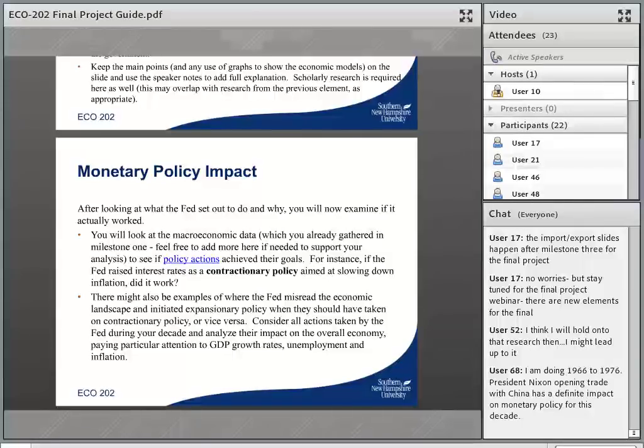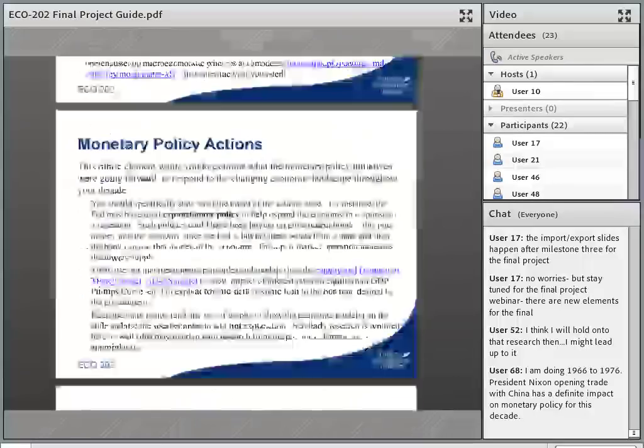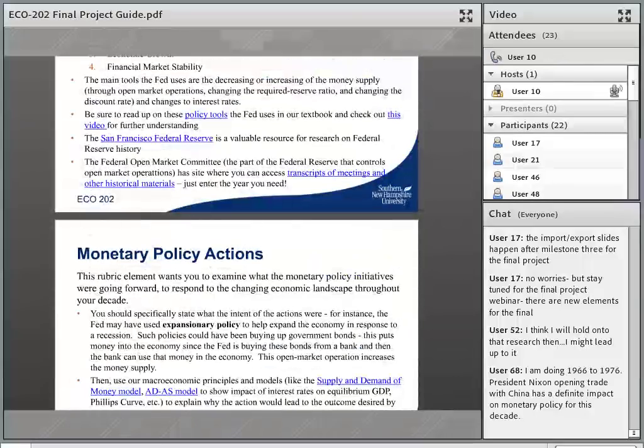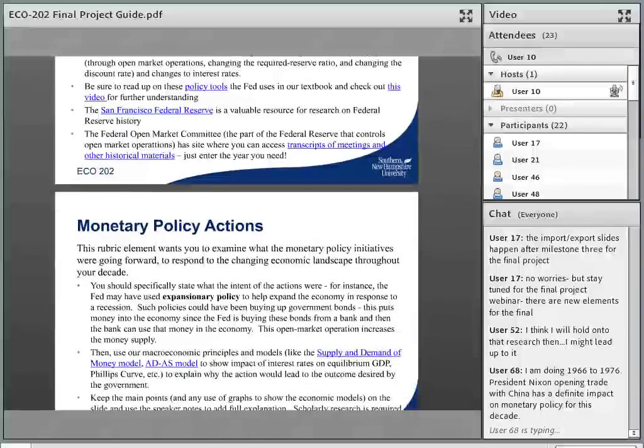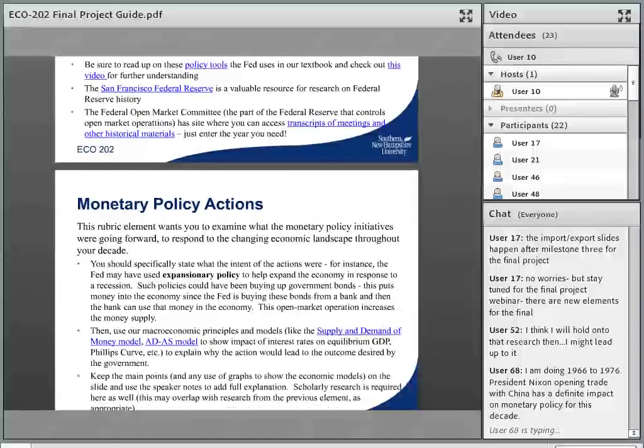So Carol shared something. She's doing 1966 to 1976. President Nixon opening trade with China was a definite impact on monetary policy for this decade. So yes, you can talk about any of the monetary policy decisions that were made in response to that. If you're talking about how him opening trade with China impacted the Federal Reserve's decision making, then you would talk about that here in monetary policy actions. But once they put those policies into place, then you want to talk about how those policies affected our economy, if that makes sense.